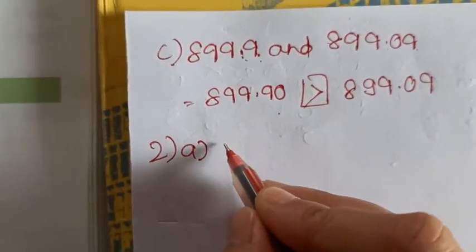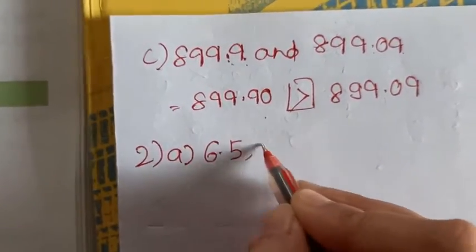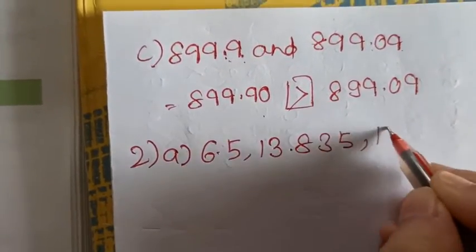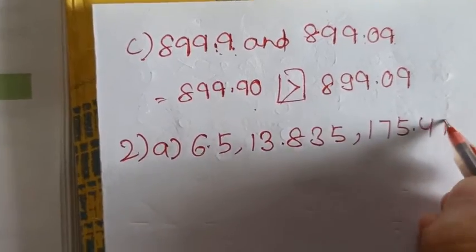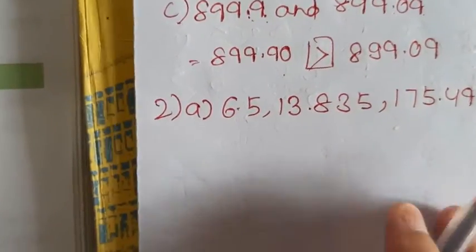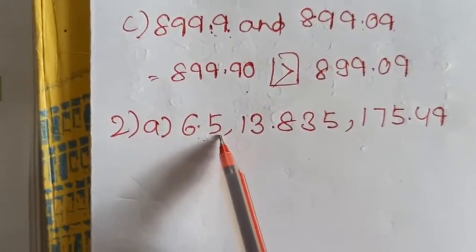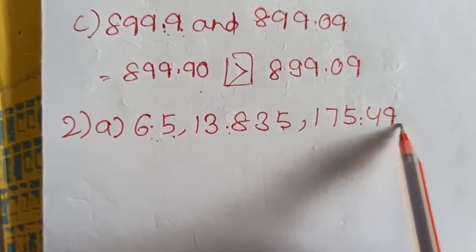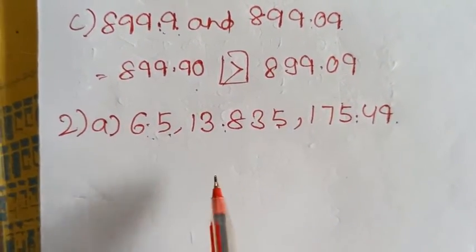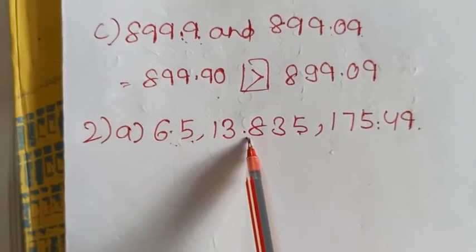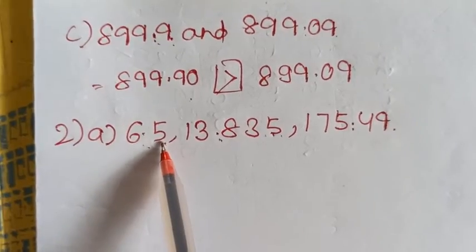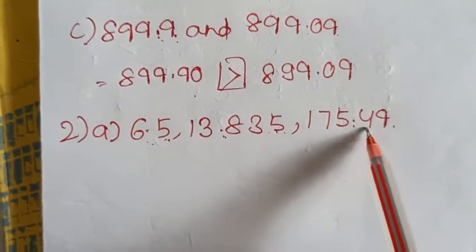The question is 6.5, 13.835 and 175.49. In this question you can see that after the point there is 1 digit, then 3 digits, and then 2 digits. So first of all you have to equalize to whichever is greater after the point. This one is greater because there are 3 digits. So we have to equalize this one to 3 digits and this one to 3 digits.